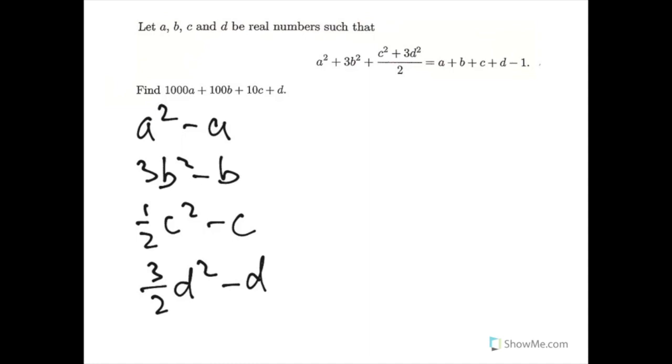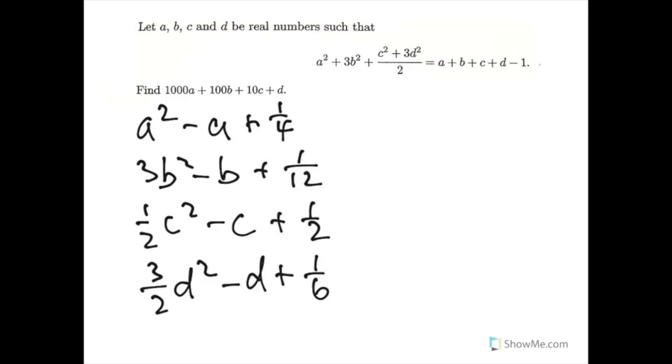Alright, so we want to perfect the square for each of these 4 variables. First, for A, we find that this has to be 1/4. For B, this has to be 1/12. For C, this has to be 1/2. And for D, this has to be 1/6. You can go ahead and double check by yourself.